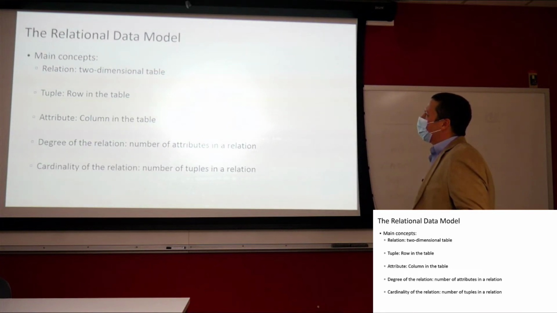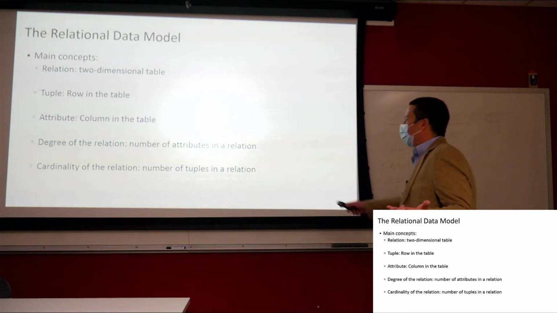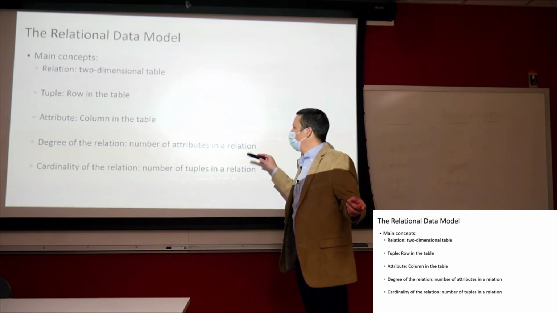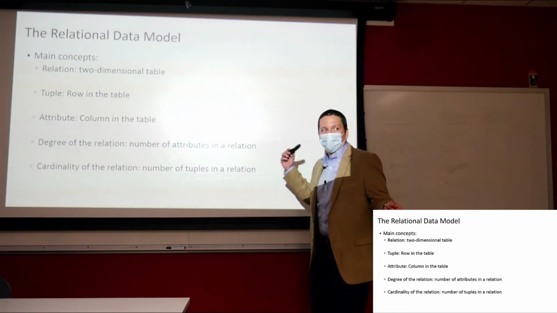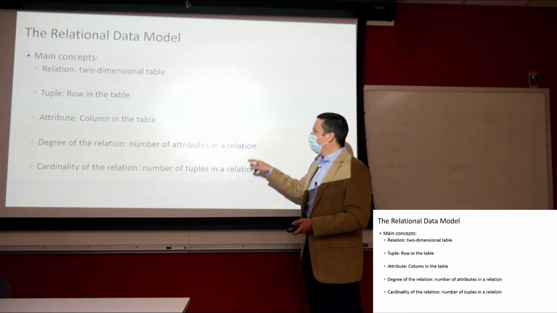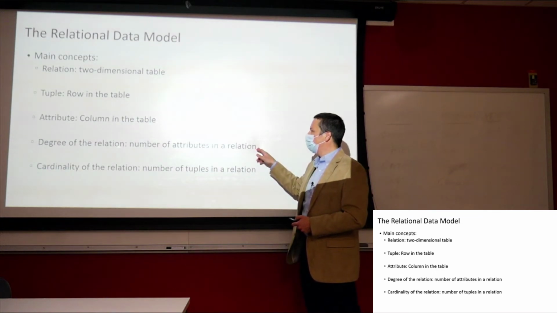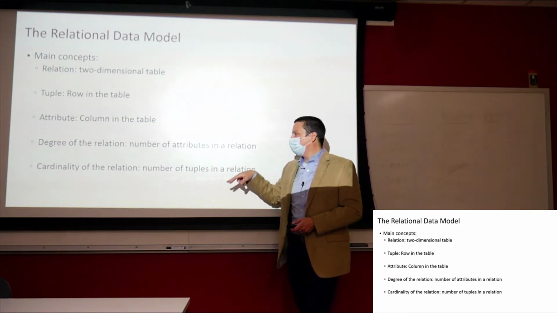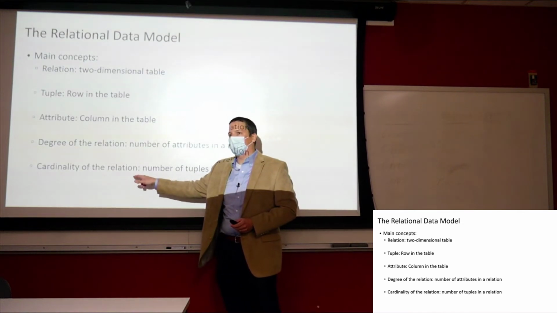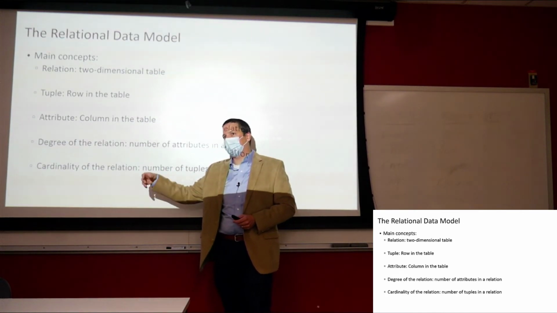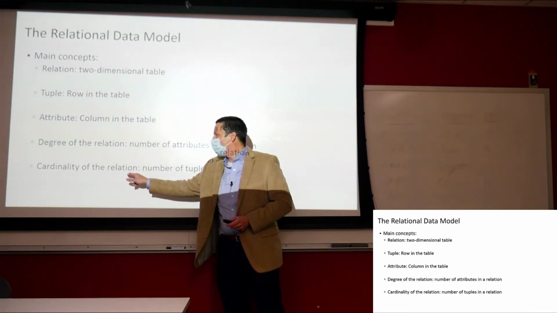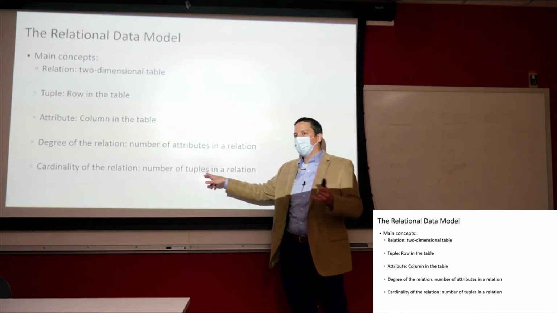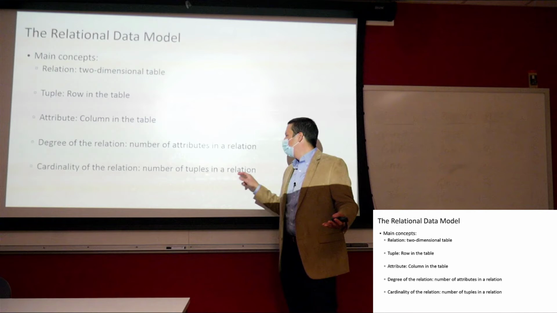All right, so we already talked about this. Relation, tuple, attribute. Here's the new stuff. The degree of the relation, where we previously said the degree of a relationship was the number of entities participating in the relationship. We're now saying the degree of the relation is the number of attributes in the relation. And the cardinality of the relation, where we previously said cardinality was either you participate a maximum of one time or a maximum of many times, we're now going to understand the cardinality of the relation to be the number of tuples, or the number of rows, or the number of instances in the relation.